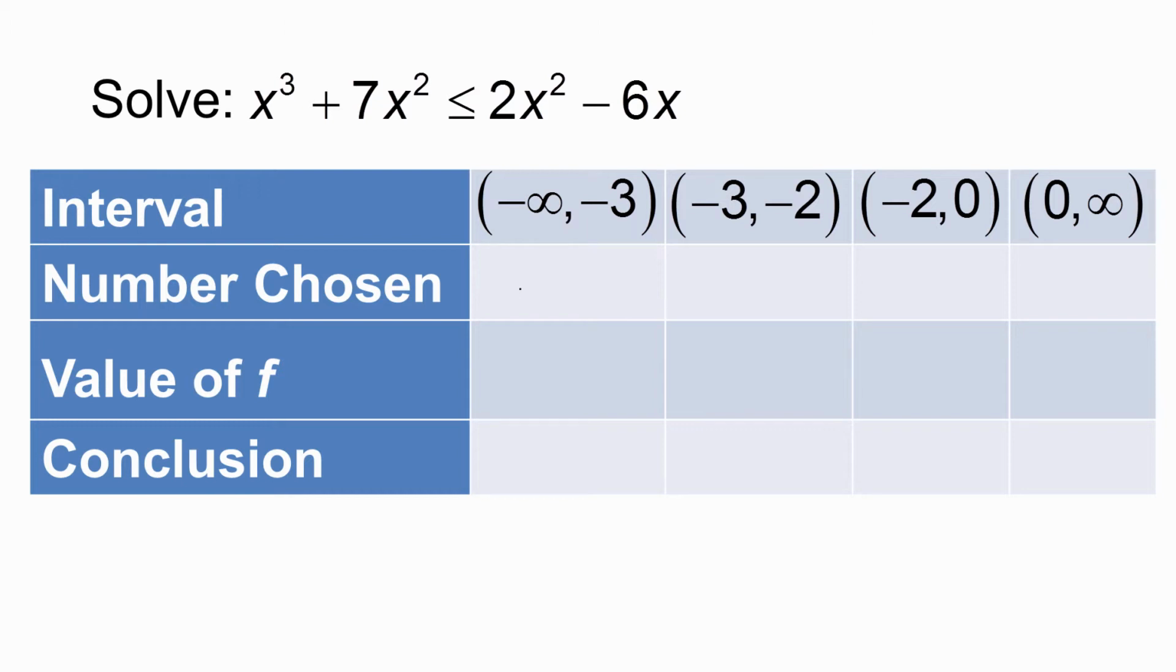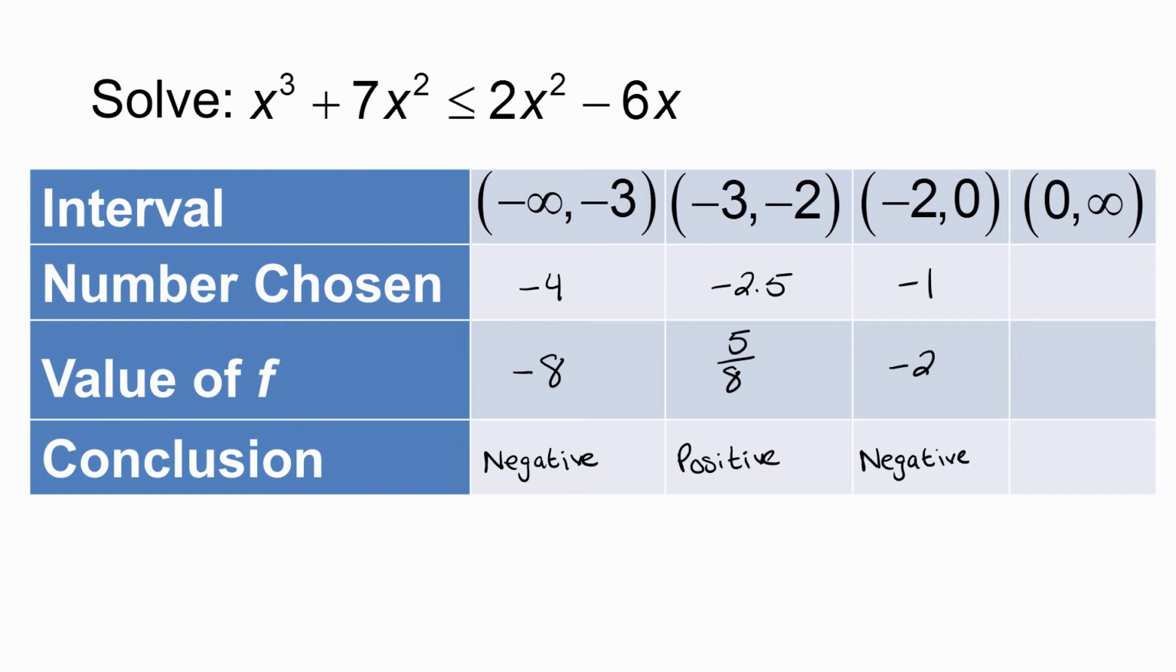We will start with f of negative 4. F of negative 4 equals negative 8. This is negative. For the next interval, we can choose negative 2.5. F of negative 2.5 is 5/8. This gives a positive value. Next, find f of negative 1, which is negative 2. This value is negative. Finally, find f of 2, which is equal to 40.